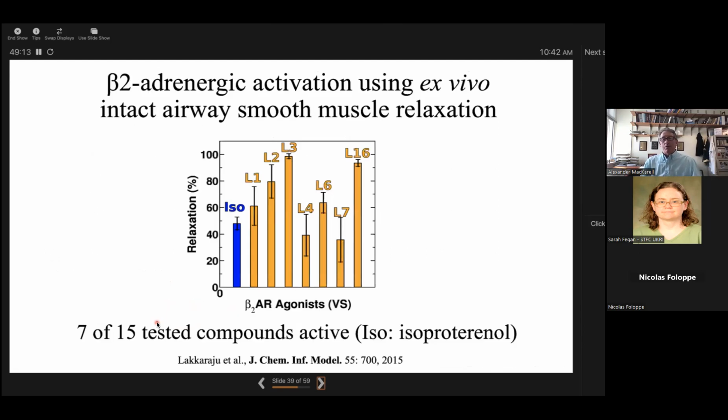And our experimental collaborators then took those and looked at activation in an ex vivo intact airway smooth muscle experiment. What we found is that 7 of the 15 compounds tested were indeed agonists, comparing to isoproterenol, which is currently on the market for asthma treatment. So basically, the methodology was quite successful, where we can actually differentiate between agonists and antagonists and use this for database screening. And obviously, you can see how you can start to use this for your ligand optimization.